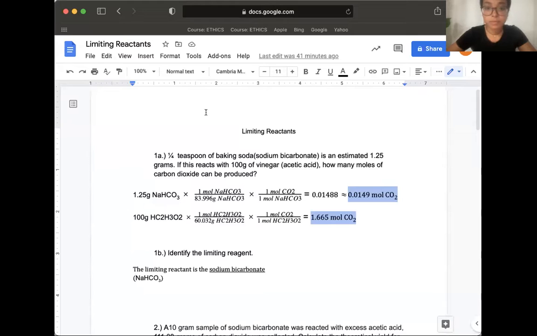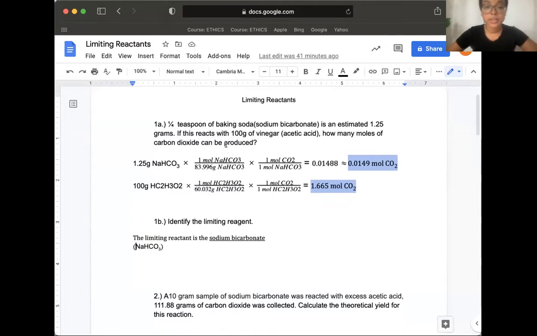I have my calculations here. This question was asking me to find how many moles of carbon dioxide can be produced when they give me 100 grams of vinegar and 1.2 grams of baking soda. Here I have 1.2 grams of baking soda, or sodium bicarbonate.